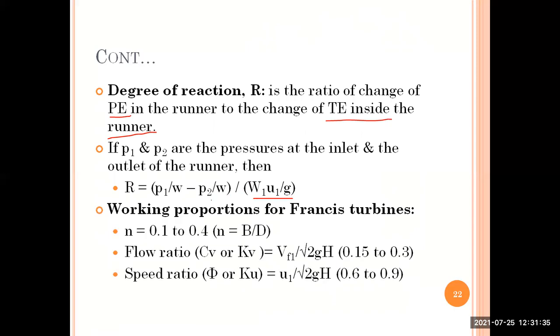And some of the working proportions which are necessary to solve the problems of this Francis turbine are: N is equal to 0.1 to 0.4, where N is the ratio of width to diameter; and the flow ratio, which is CV or KV, equal to VF1 by root 2GH, whose value varies between 0.15 to 0.3. Similarly, the speed ratio, denoted as phi or KU, is equal to U1 divided by square root of 2GH, whose value varies between 0.6 to 0.9.